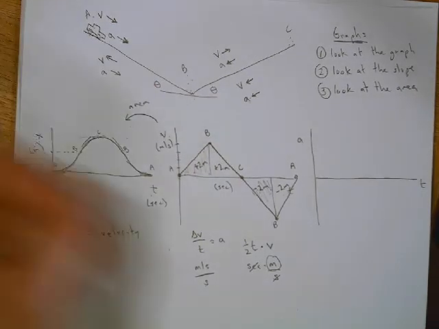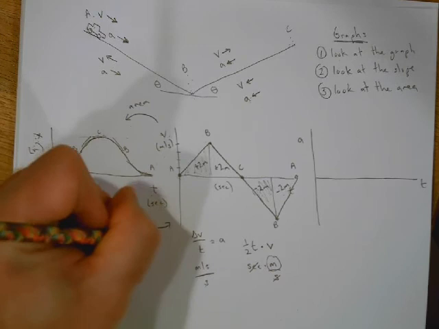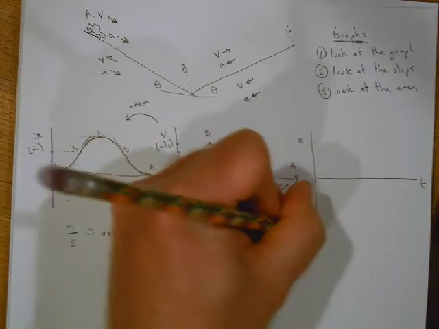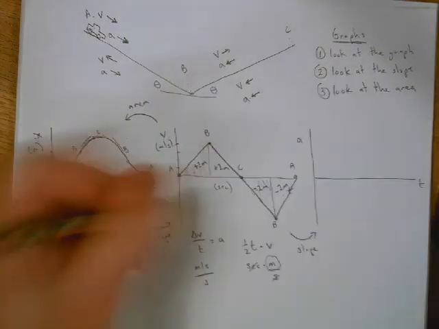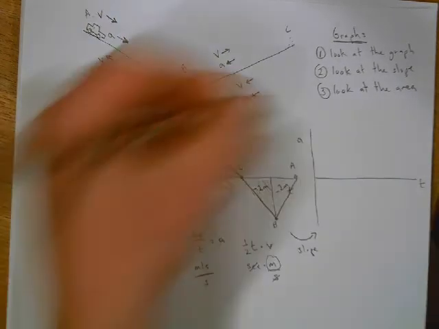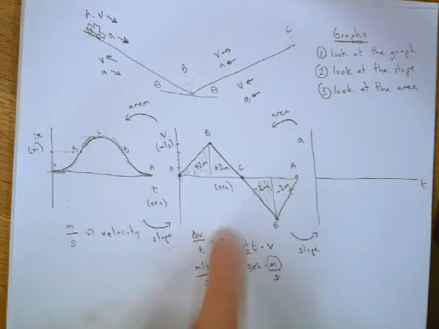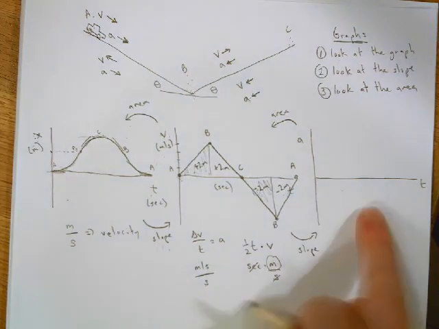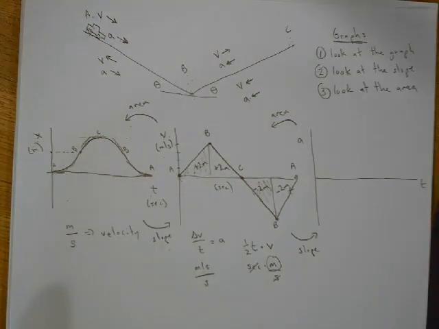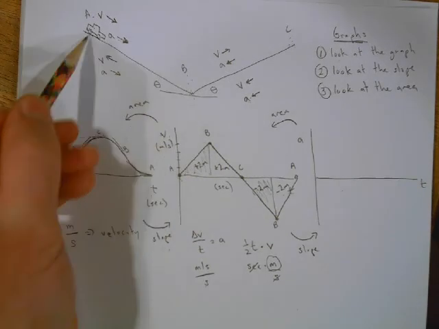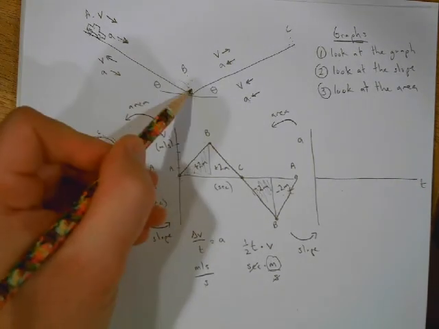Okay, so the area of a V versus T graph tells you your displacement, where the slope of an X versus T graph tells you this. And then if I wanted to go this way, my slope of this graph tells me this. And guess what? The area of this graph is going to tell me this, which we'll get to in a minute. But if I wanted to draw this graph, you could do it a couple different ways.